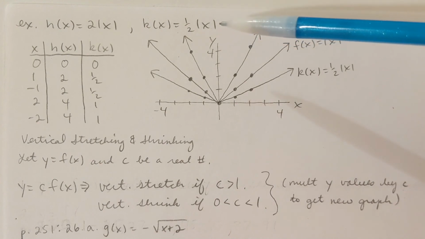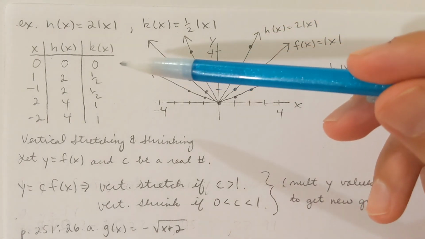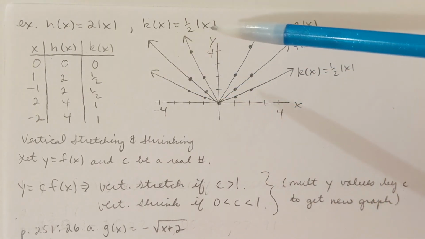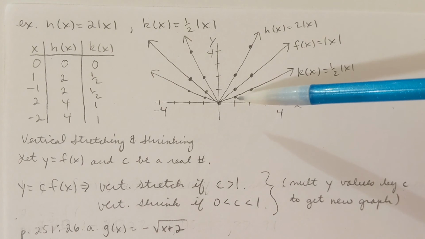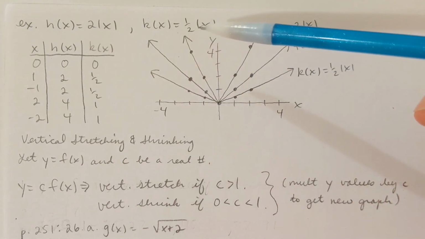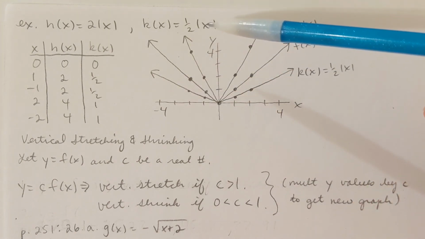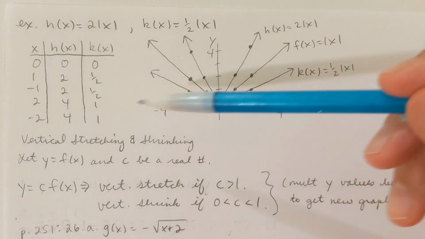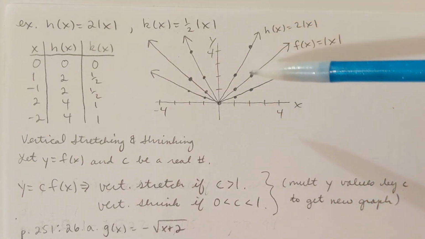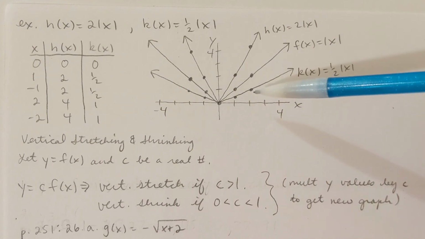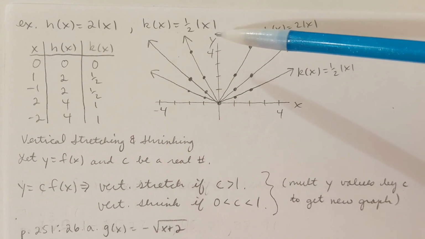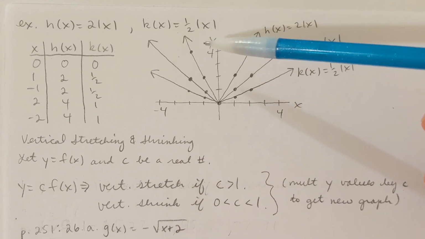If we graph k of x equals 1/2 times the absolute value of x, if x is 0, k is 0. If x is 1, k is 1/2. If x is negative 1, 1/2 times 1 is 1/2. If x is 2, 1/2 times 2 is 1. Here's 2, 1 on the graph. If x is negative 2, the absolute value of negative 2 is 2, times 1/2 is 1.